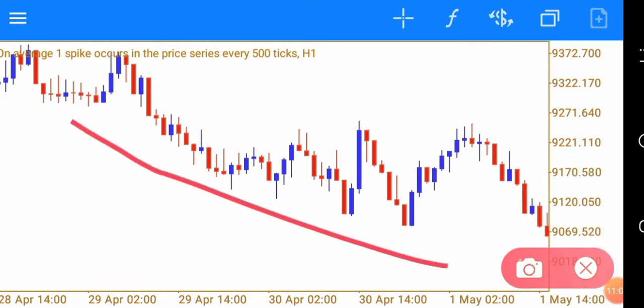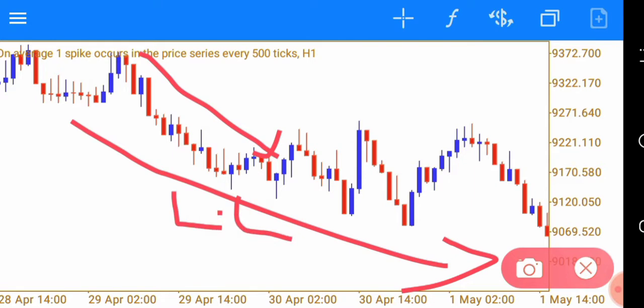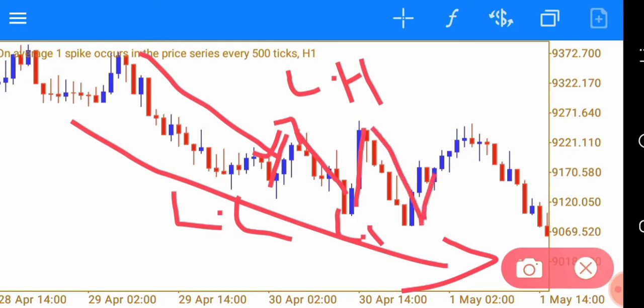It's a downtrend, as you can see. So what happens here is price goes down to form a lower low, then it makes a little retracement to the upside to form a lower high, then makes the major move or impulsive move to form a lower low, then does a little retracement to form a lower high, then goes down again to form a lower low, then makes a little retracement to the upside to form a lower high, and again it makes a move down to form a lower low.